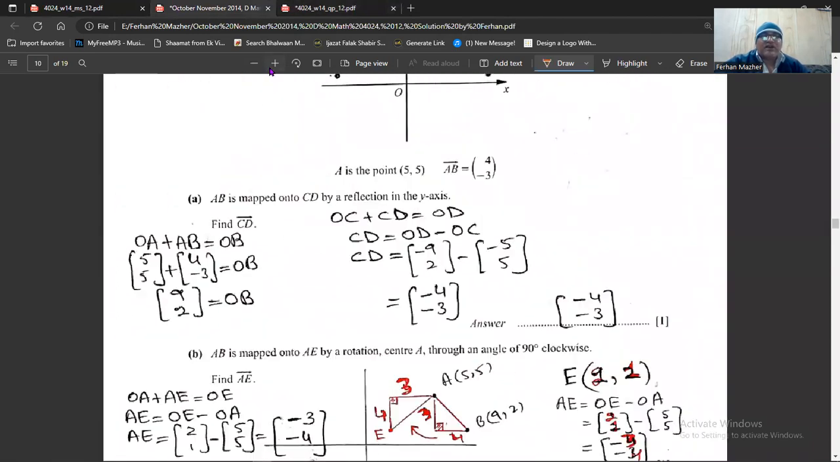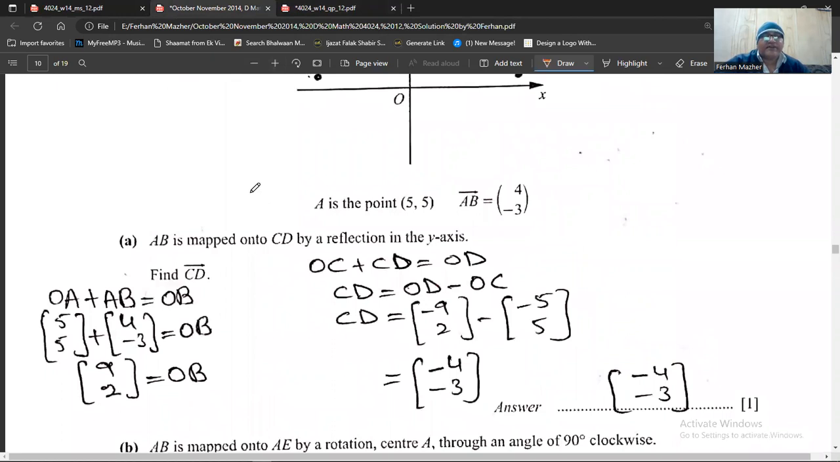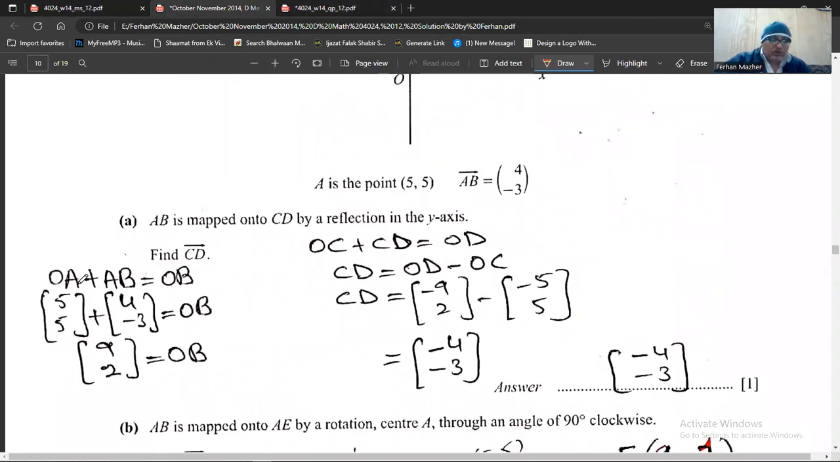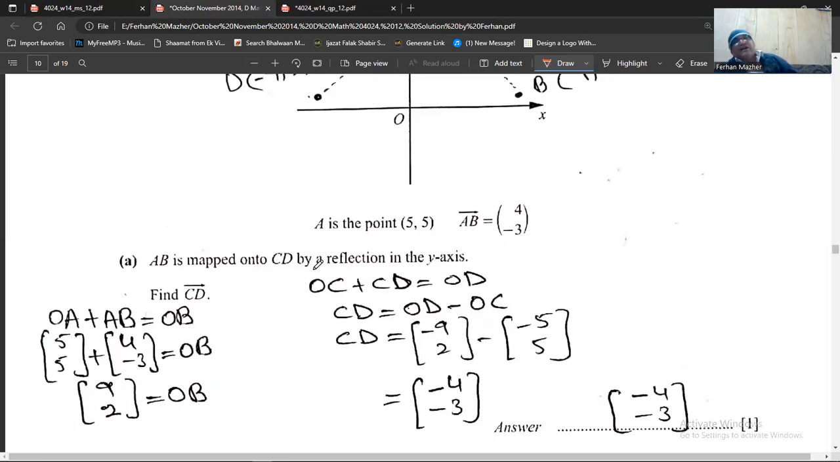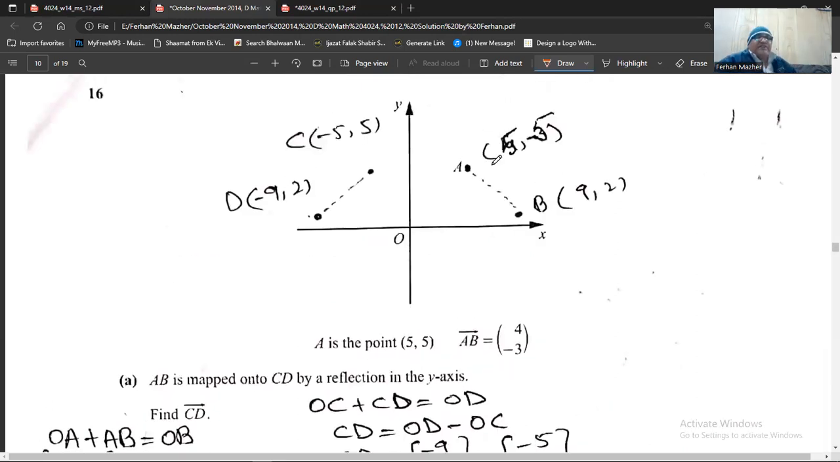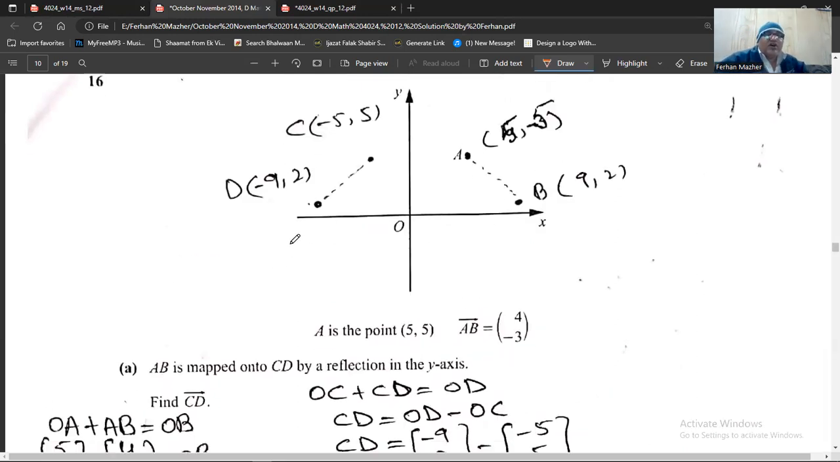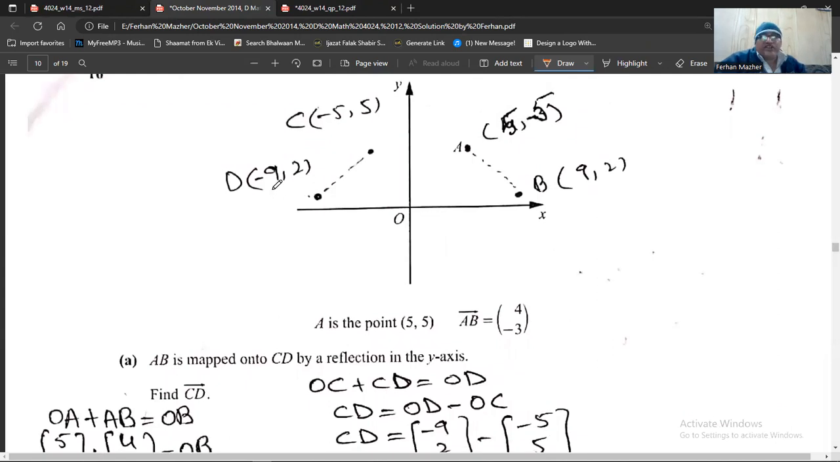Let me show you now. I was just explaining the concepts. So OA plus AB equals OB. So OB will be 5, 5 plus 4, minus 3. It will be 9, 2. So the B coordinates are 9, 2. Then we did the reflection. Now I know the coordinates of C and the coordinates of D.